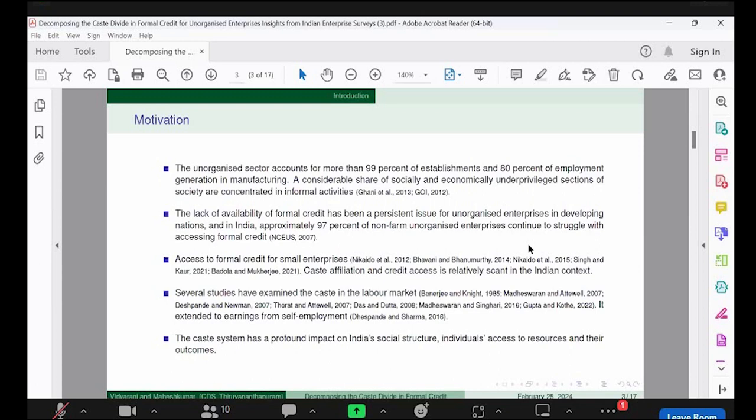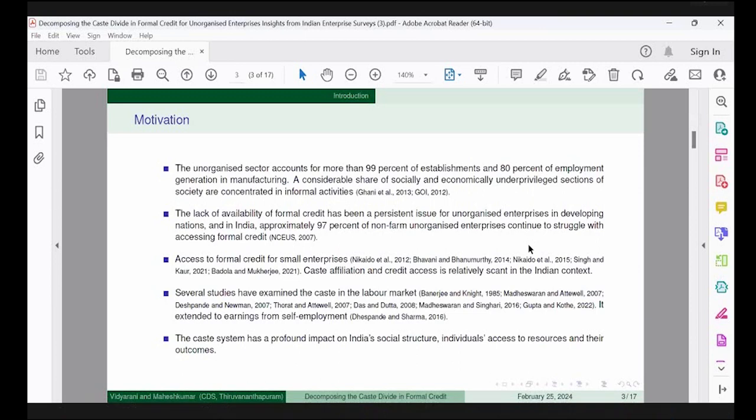Okay, ma'am. In the case of India, 97% of the non-farm unorganized enterprises continue to struggle with access to formal credit. When we look into the literature on access to formal credit, we can see a whole lot of literature discussing this, especially for small enterprises. But studies on how caste affiliation affects credit access are relatively scant in the Indian context, especially for unorganized enterprises.